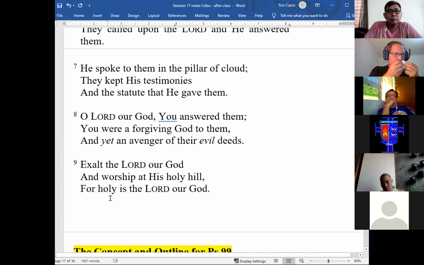He spoke to them in the pillar of cloud. They keep his testimonies and the statute that he gave them. O Lord our God, you answered them. You were a forgiving God to them, and yet an avenger of their evil deeds. Exalt the Lord our God and worship at his holy hill, for holy is the Lord our God.